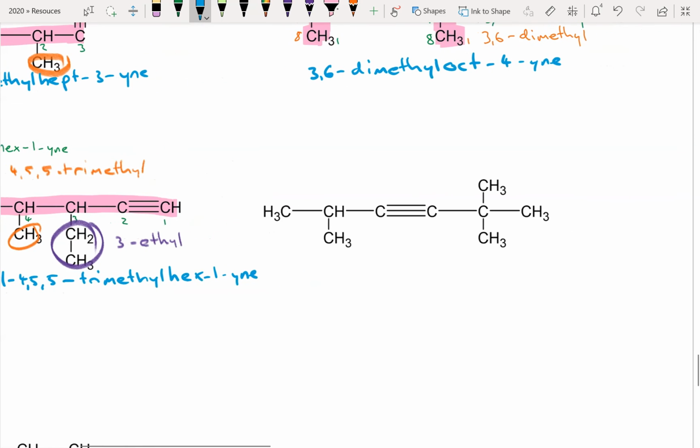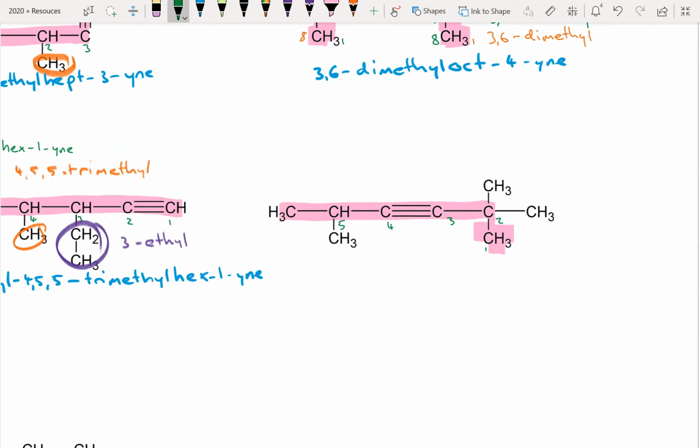All right, so the next one. Now, just as a break here, we have 3 methyls. We need to number on this one from the right-hand side, because if we don't, we'll end up with a higher set of numbers. For example, at the moment, this is 3-hexyne, and if we were to number it from the other direction, it would also be 3-hexyne.